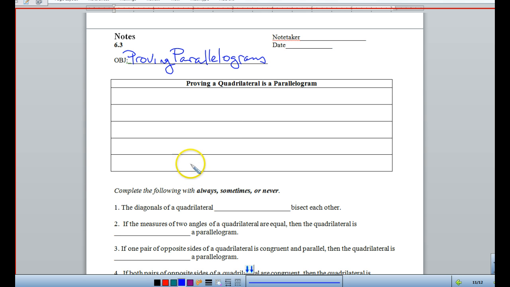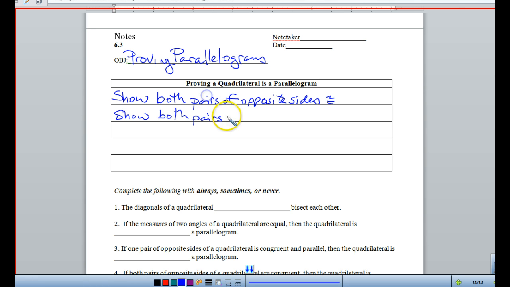And so, just like last time, we could write lots of different theorems, but instead we're going to combine it all into one chart, which again, you should probably know in the near future, like on a test or a quiz. So, the first thing you could do is you could show both pairs of opposite sides congruent. You could show both pairs of opposite sides parallel.